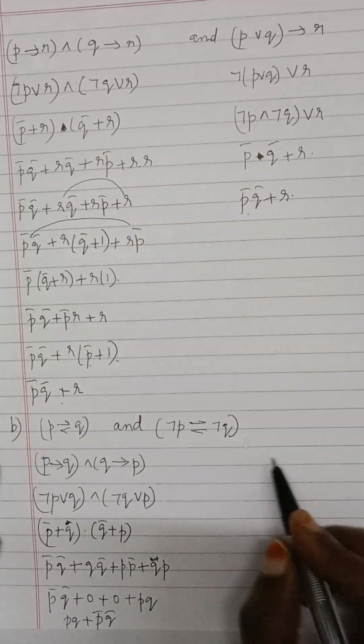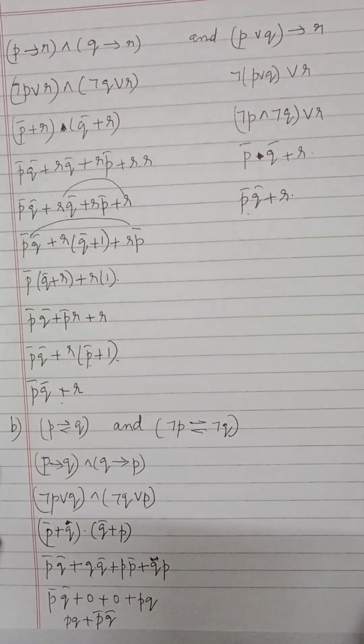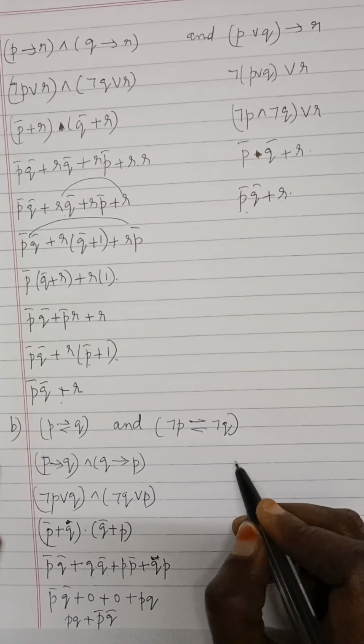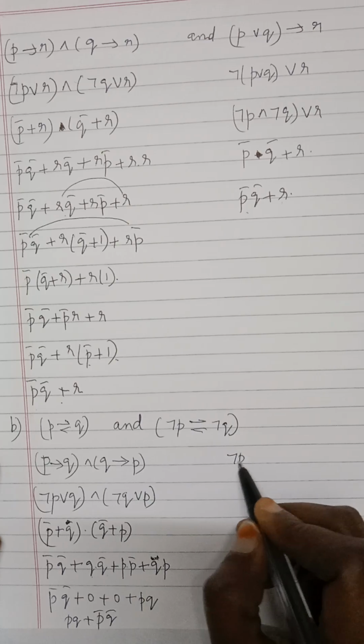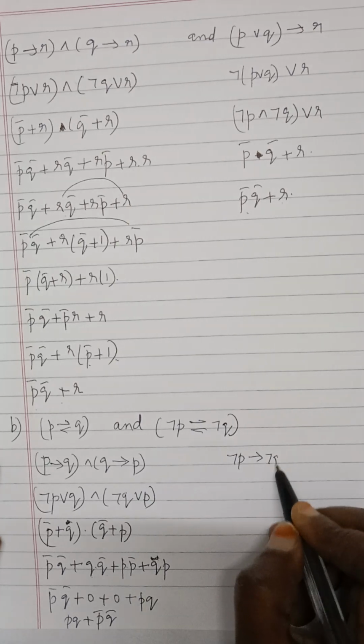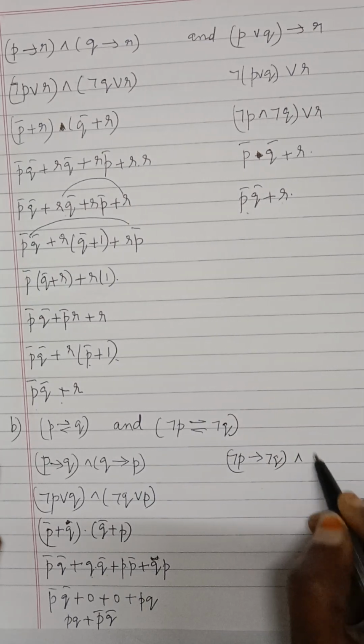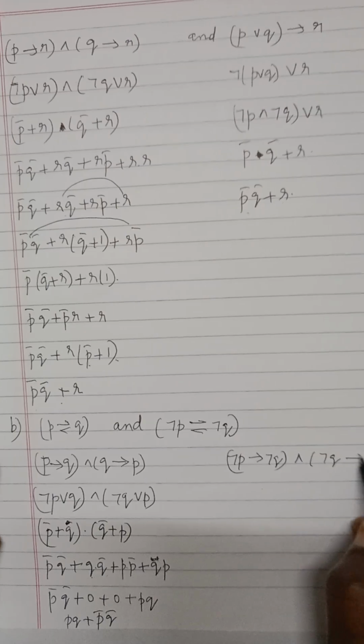Now we'll come to the right hand side. So not P implies not Q, and not Q implies not P.